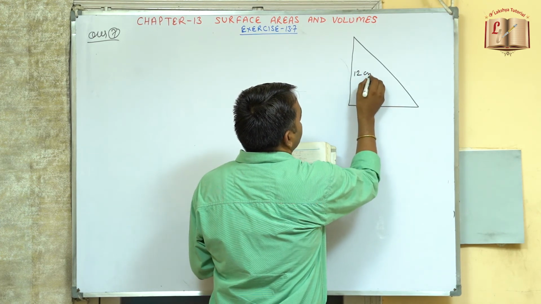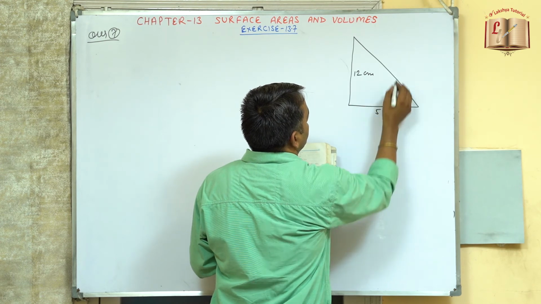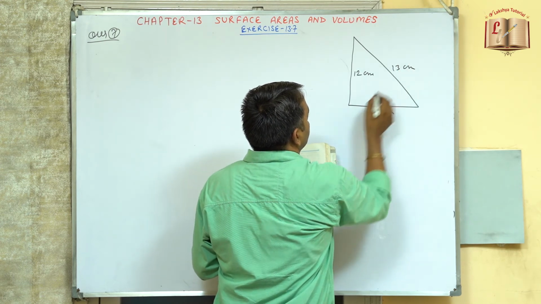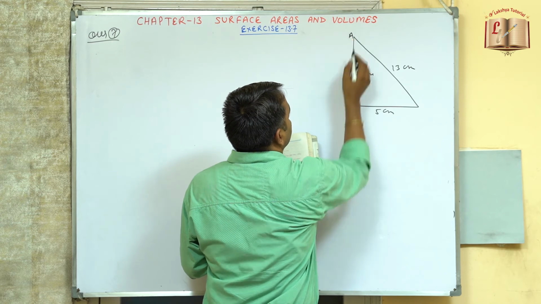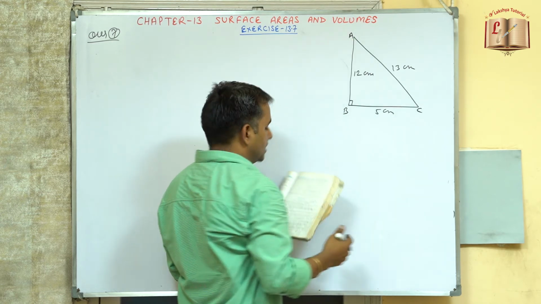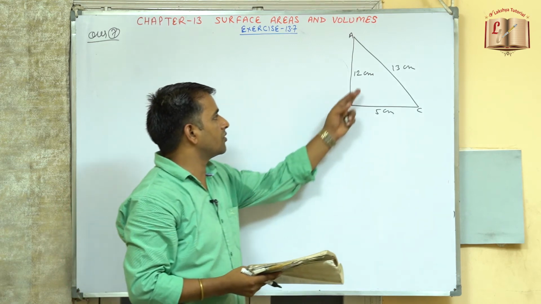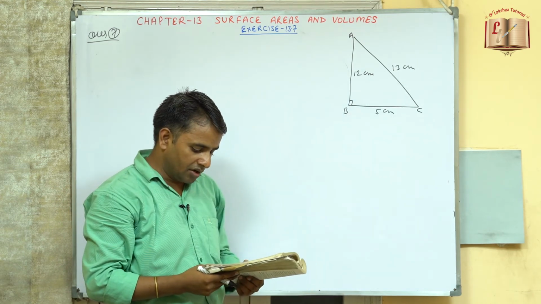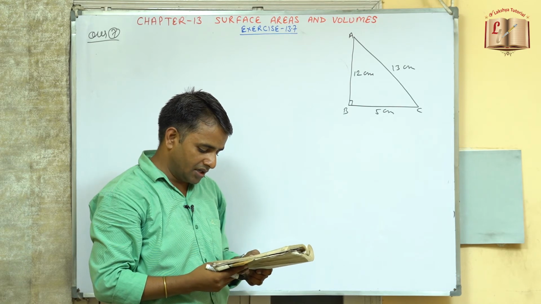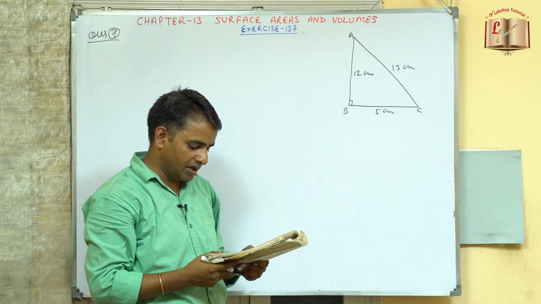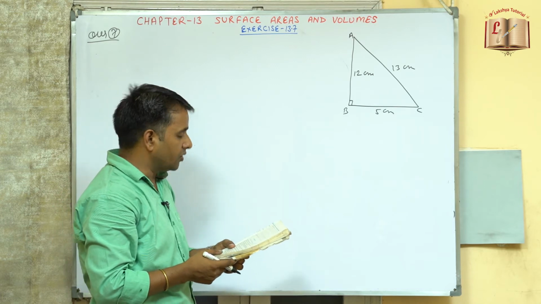Suppose this is now 12 centimeter, this is 5 centimeter and this is 13 centimeter and this is a right angle. So A, B and C. So triangle ABC with the sides 5 centimeter, 12 and 13 centimeter. Now it is revolved about 5 centimeter. It is revolved around 12 centimeter side.